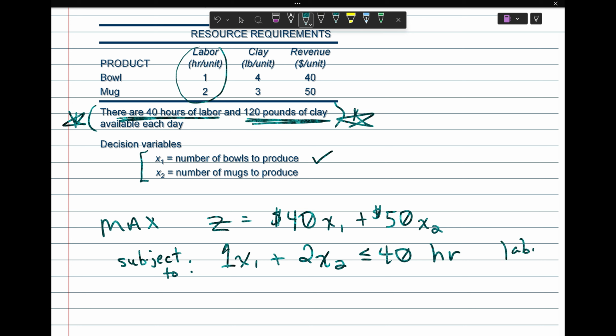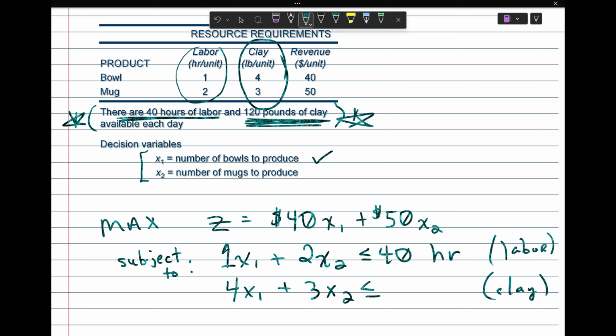This is the labor constraint. The next one I'm going to write is the clay constraint. So please take a look at where the numbers are coming from. 4 times x sub 1 plus 3 times x sub 2. Where does that come from? Well, right here in that second column. Right? And that has to be less than or equal to what? Well, it says it up here, 120 pounds per day. 120 pounds.